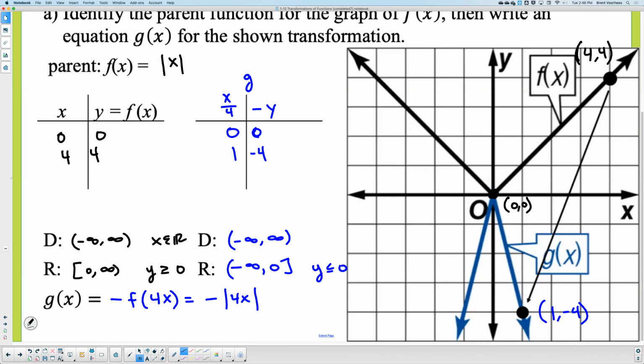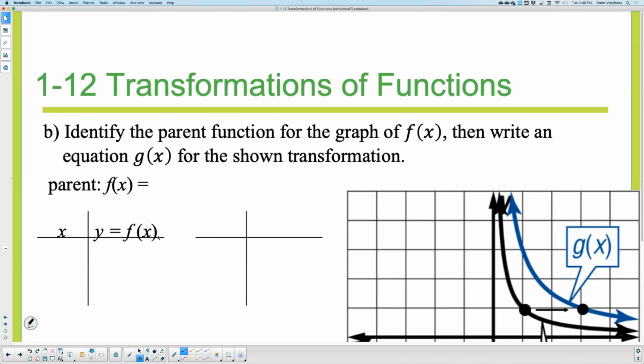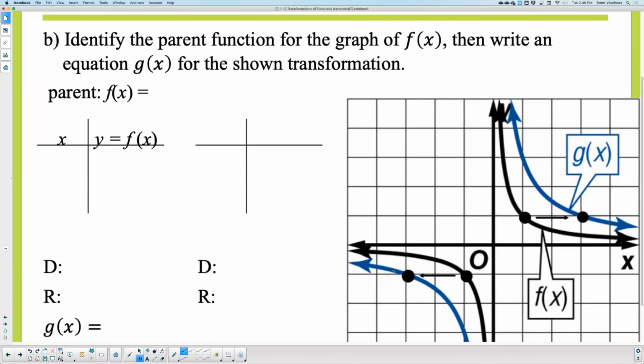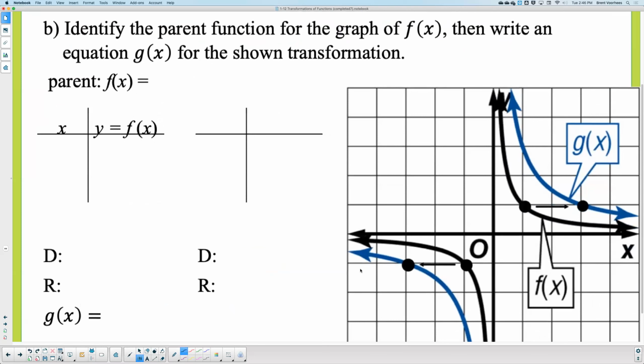Okay, go ahead. All right. Let me give you this one here. Let's see what's happened this time. These look like C curves to me. What's the parent function of a C curve? It's 1 over x, which you could also write as x to the negative 1 power. Okay, let's write down some points. What's this point here? 1, 1. Whoops, 1, 1. And what's this point there? Negative 1, negative 1.